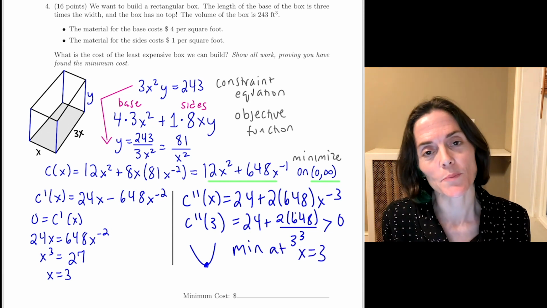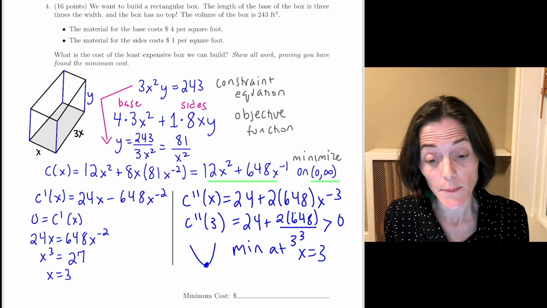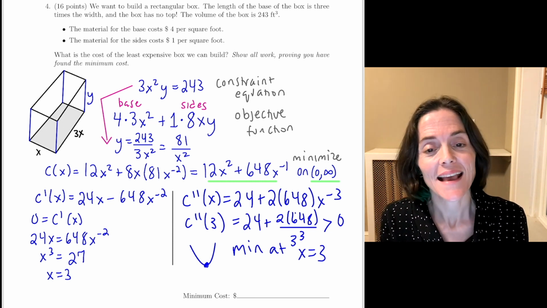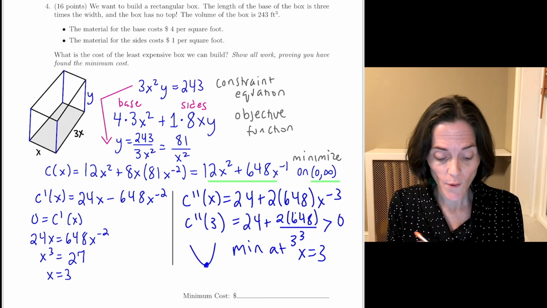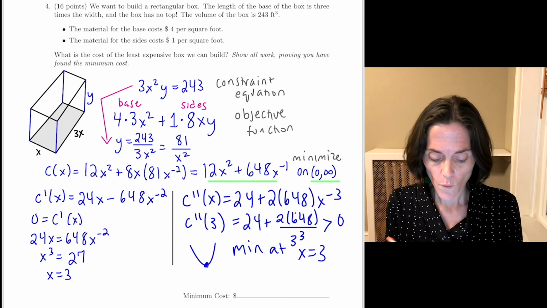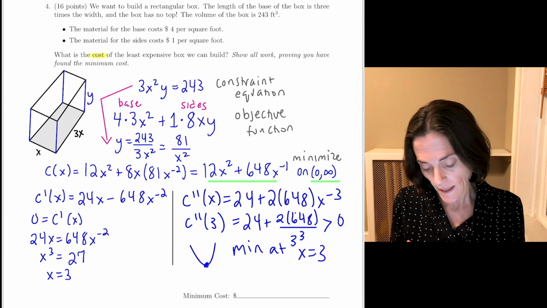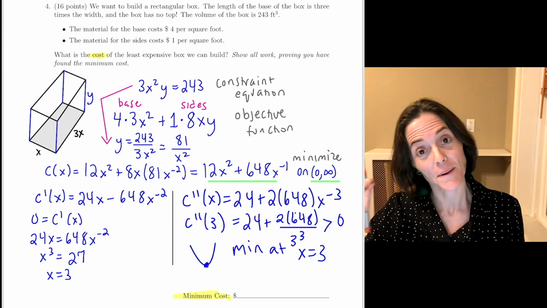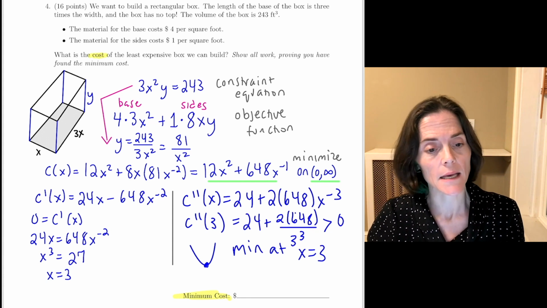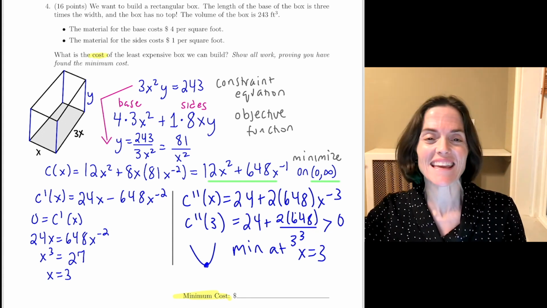Okay, are we finished with the problem? Well, not exactly, because I still have this answer blank. The very last step, what are we asked for? We want the cost of the least expensive box. And you can even see, I tell you, minimum cost, we are reporting back C of 3.